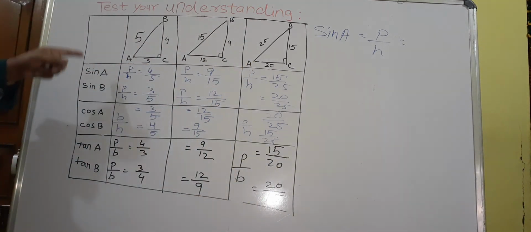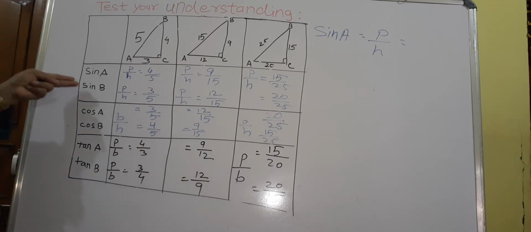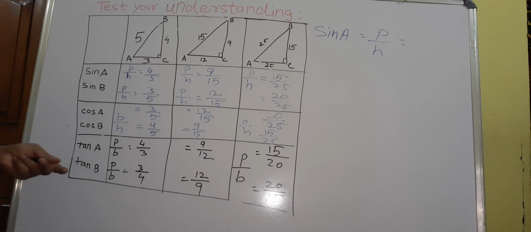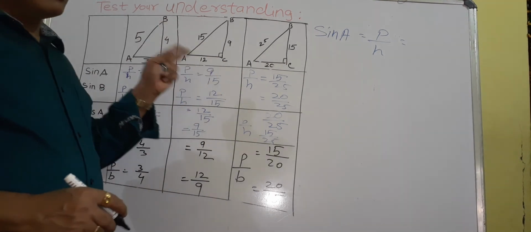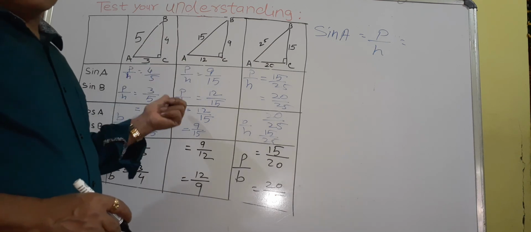In this way you can find any trigonometrical ratios. Here we have done only sine, cos, tan. You can go for sec and cosec: sec A, sec B, cosec A, cosec B, cot A, cot B.